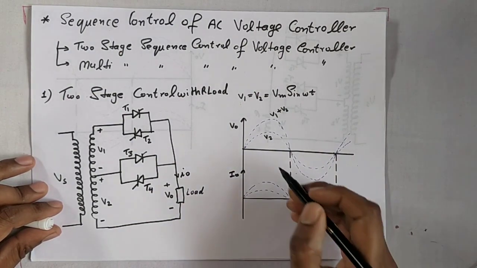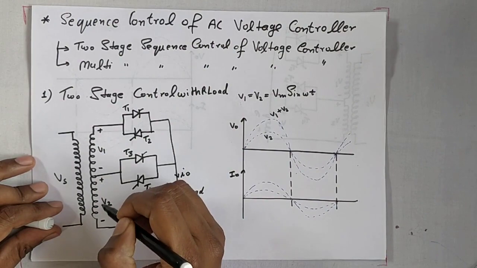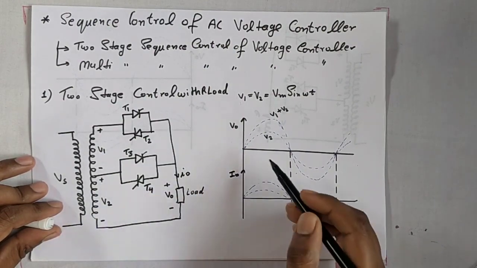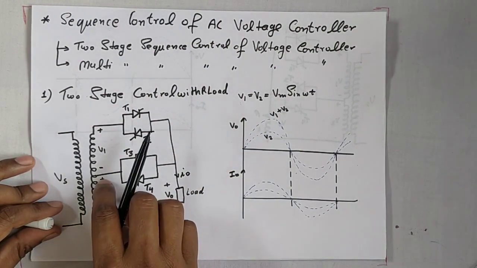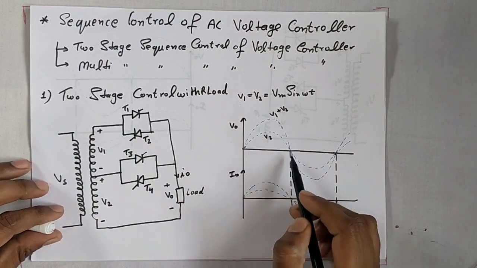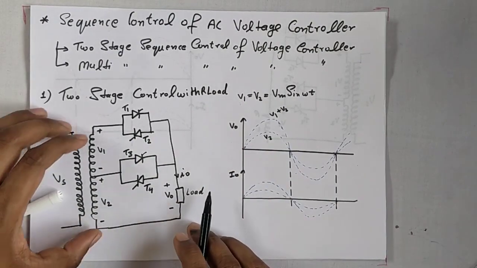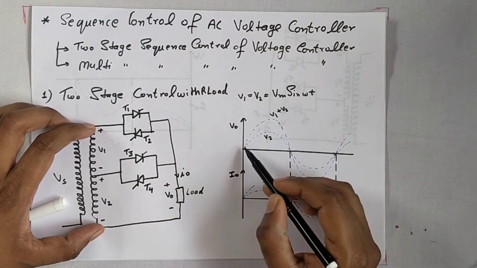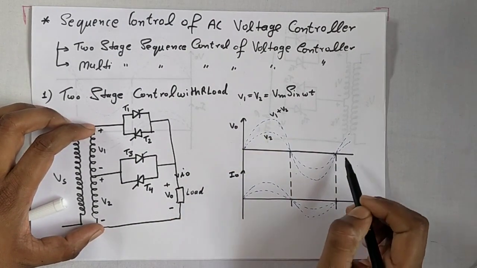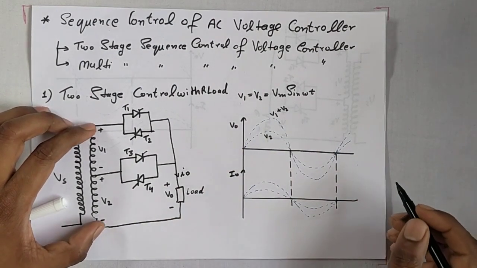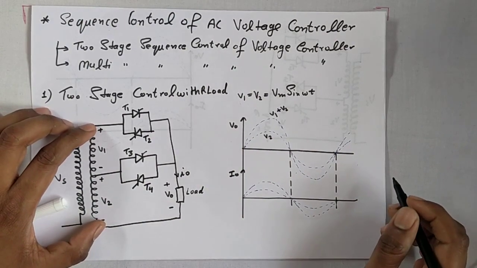So I draw this waveform V1 and V1 plus V2. This is V2, this one is V2. This waveform is V2 and this one is total V1 plus V2. Okay. So let's see how we will draw this waveform.